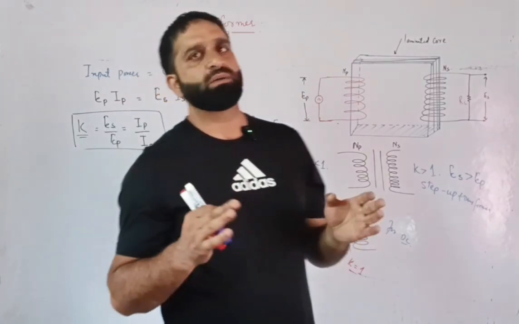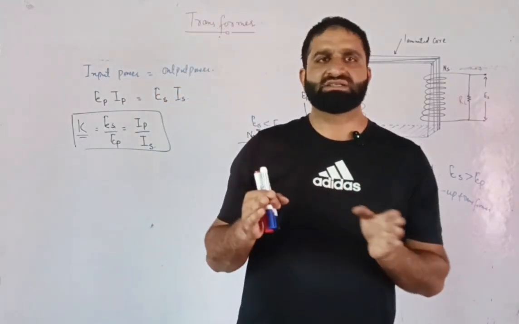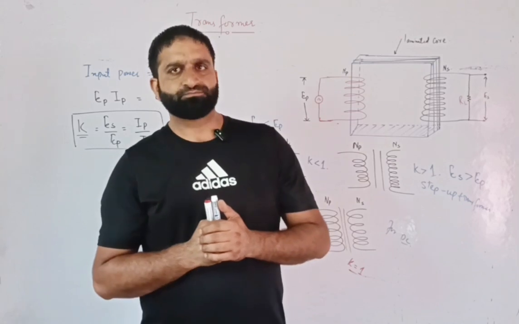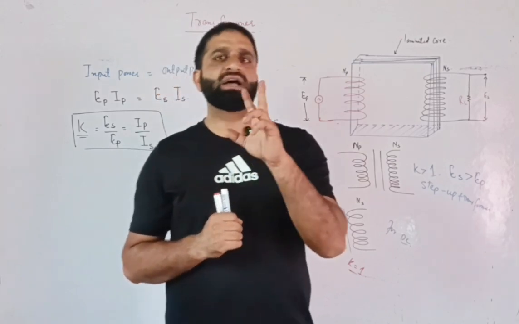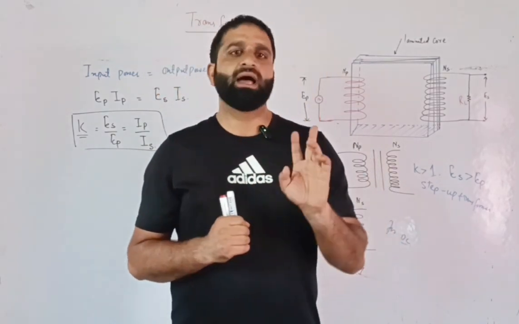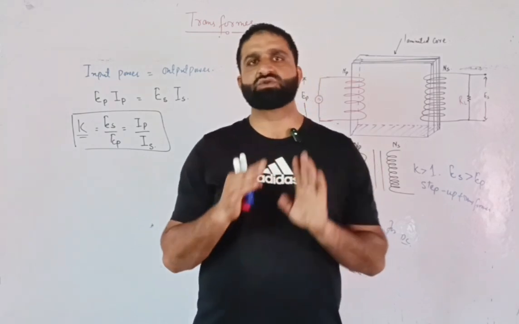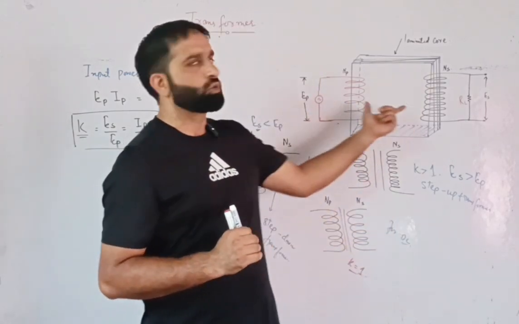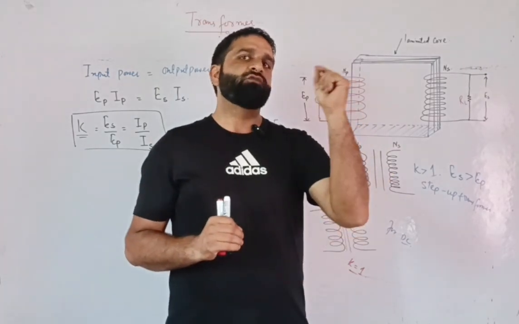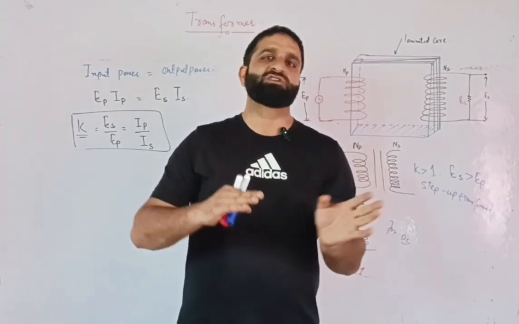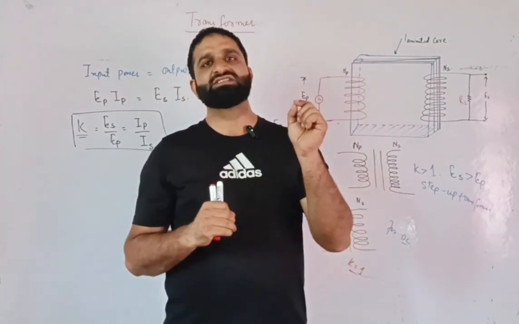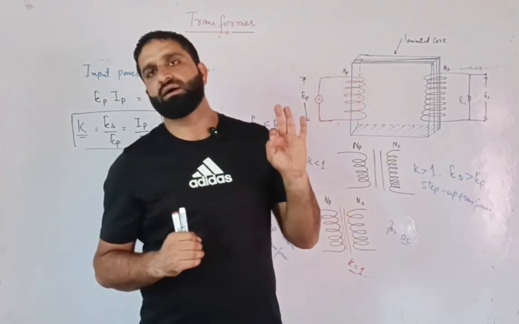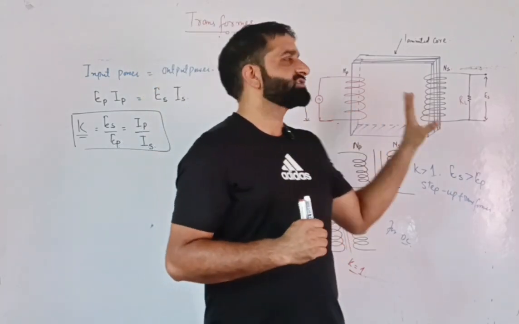Now in a transformer we have got minimal losses, like 3% of loss, and those 3% of losses are categorized into I square R losses and eddy current losses. What are I square R losses? I square R losses are due to the presence of the resistance of the two coils. When the current flows in the coils, heat is produced as per Joule's law of heating, that is H is equal to I square RT, and those losses are called I square R losses. Those losses occur in the coils of the transformer.